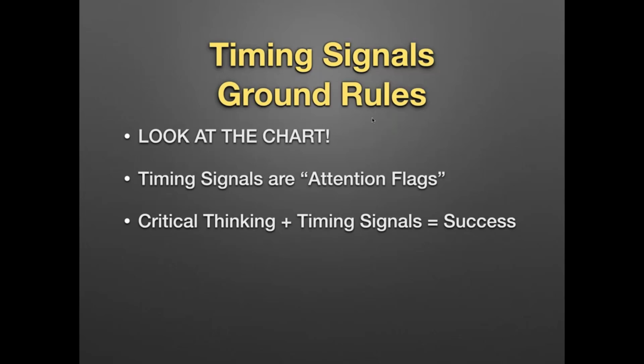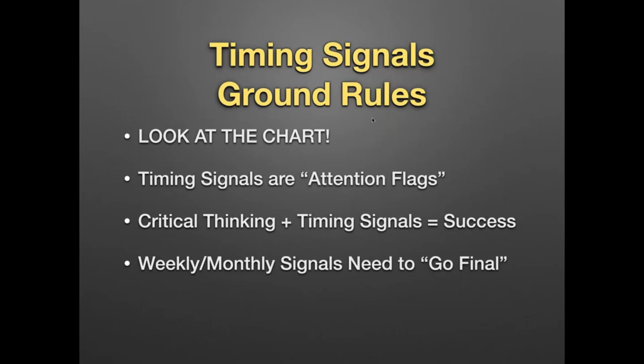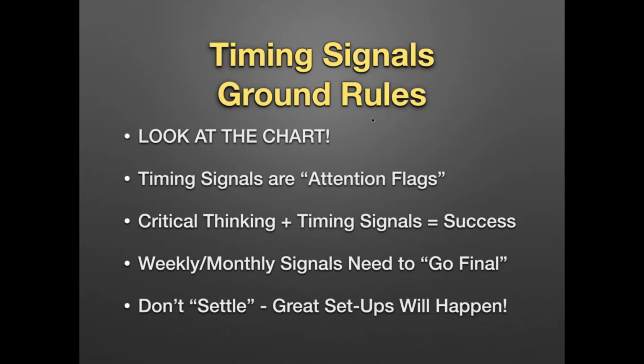And if you apply that critical thinking to the timing signals, that's where you're going to get your success. Weekly and monthly signals, you should be aware, need to go final, meaning at the end of the week, that's when the indicators are closed. That's when the price is closed for the week. And then you look at what the signals are. Don't settle for a stock. There's no need to settle because great setups will happen. They're always out there. It's a lot harder to find them in a bear market, but there are still going to be great setups, whether they're shorts or longs.